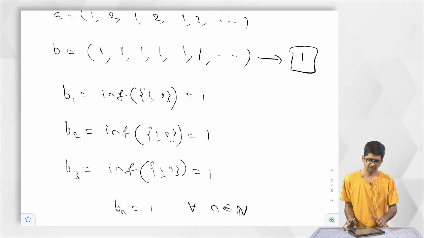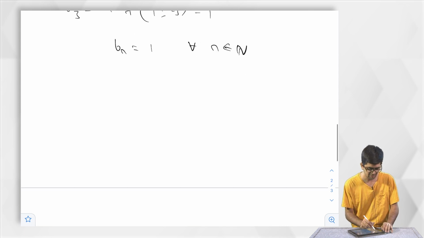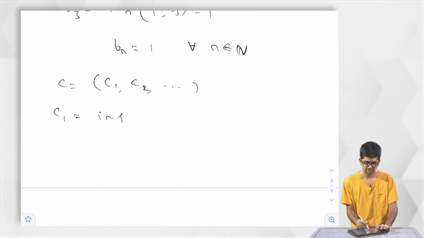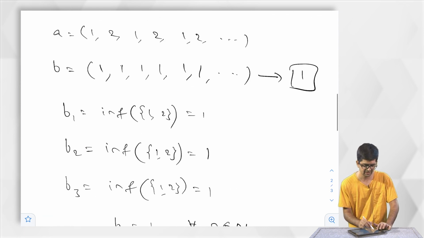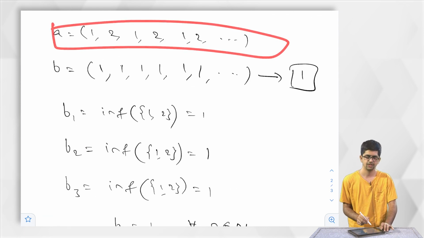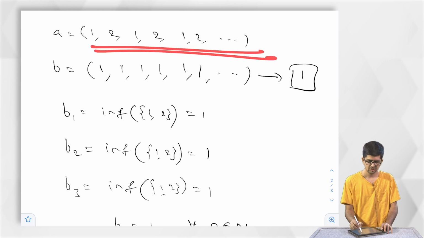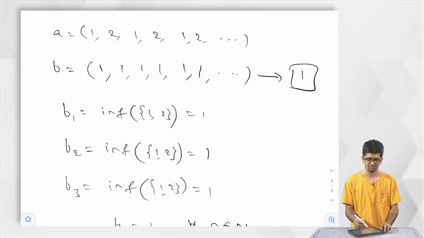Nice. Then let us now compute lim sup. So now what we want? We want this sequence C, C1, C2, and so on. What is C1? C1 is equal to not infimum, supremum. Supremum of, I have to look at this sequence starting from 1, consider this sequence, look at its image, take supremum.